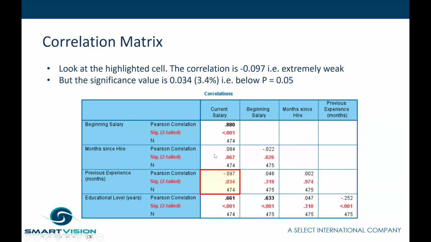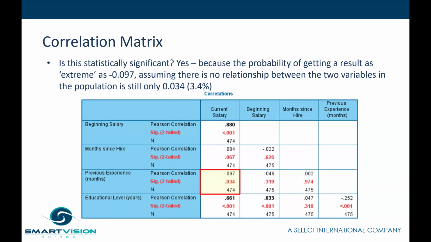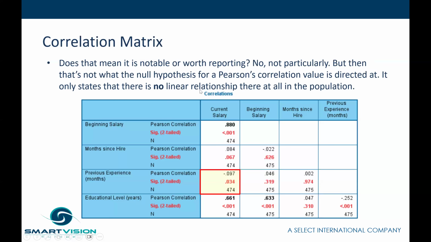What does this teach us? It teaches us that just because something is statistically significant doesn't mean it's notable. Is this significant? Yes, because the probability of getting a result as, in inverted commas, as extreme as minus 0.097, assuming there's no relationship between the variables, is only 3.4%. Does that mean it's notable or worth reporting? No, not particularly. But that's not what the null hypothesis for Pearson's correlation value is directed at. It only states that there is no relationship there at all in the population. That's what the null hypothesis is.